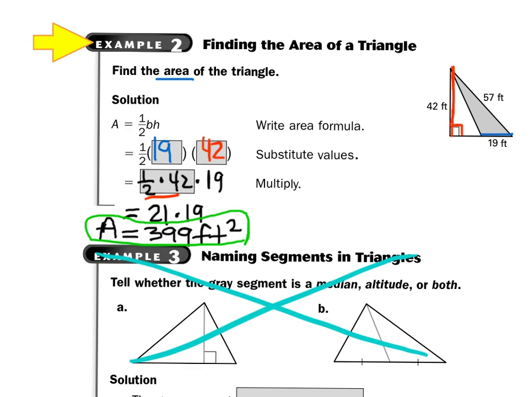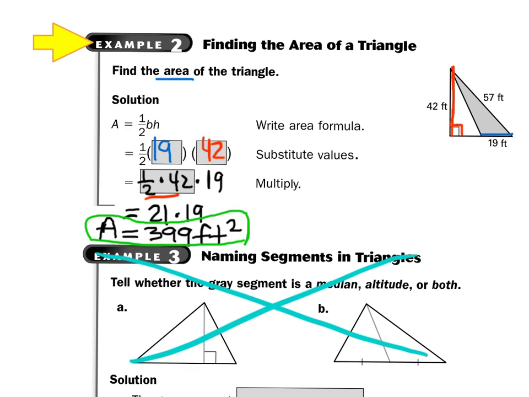Now, it's easier for me to figure out 1/2 of 42 than it is 1/2 of 19 because 42 is an even number. So I just switched the 19 and the 42 around. That's the commutative property. So now I say, okay, what's 1/2 of 42? Well, that would be 21, and then I bring down the 19. And when I multiply 21 times 19, I would get 399.